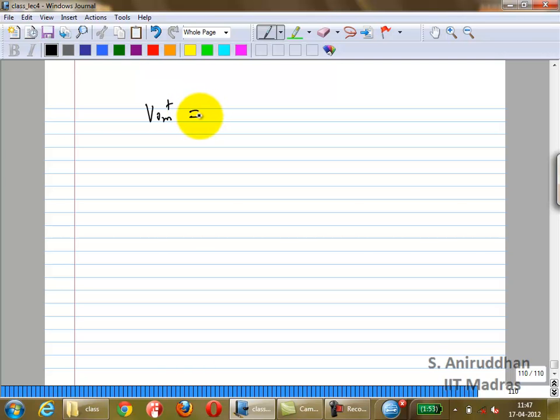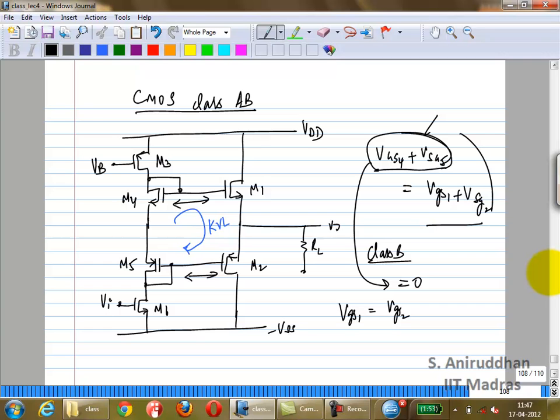What is the output positive maximum? Suppose VO is swinging. How high can it swing? What is it? VDD max, VDD minus VD sat of what? M1. Is that right? Exactly. It is VDD minus VD sat, let's say VSD of M3, minus VGS1. Right? That is how high you can go for proper operation.